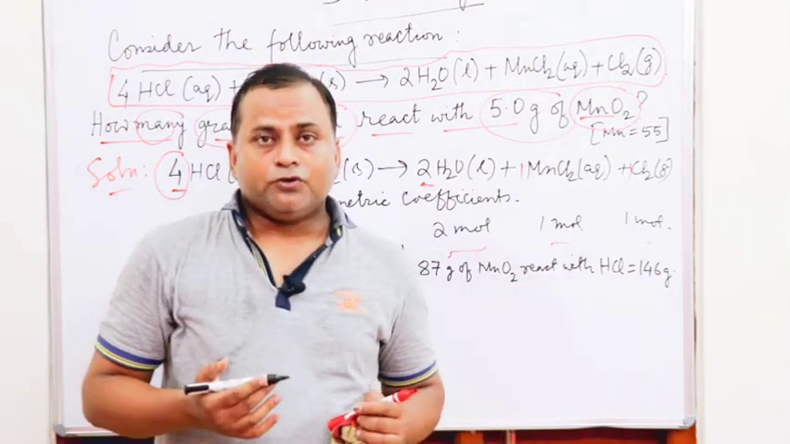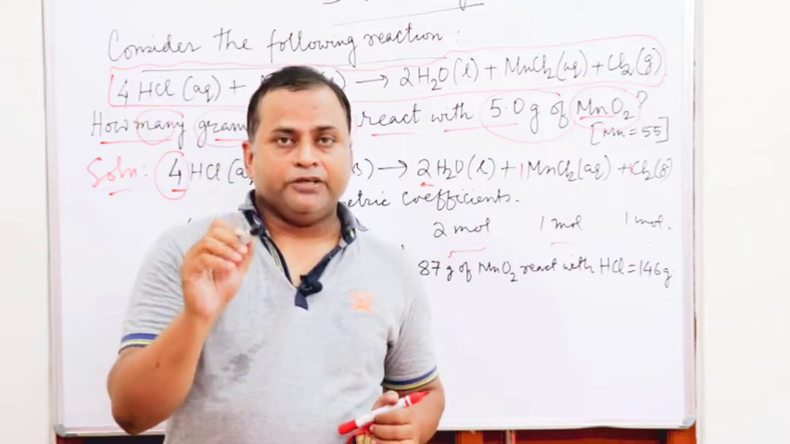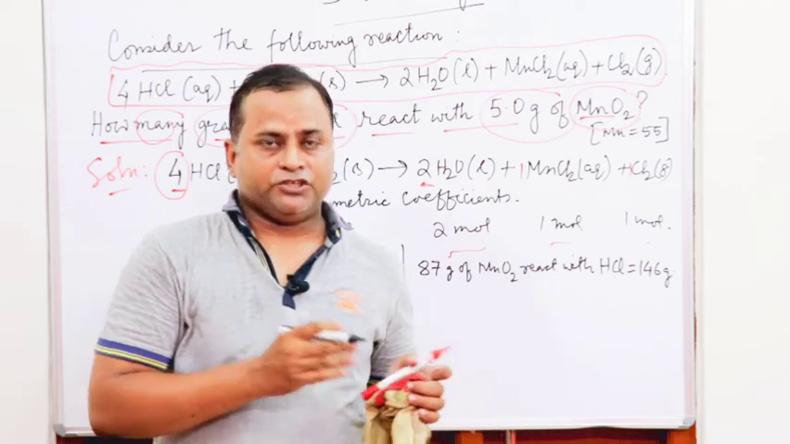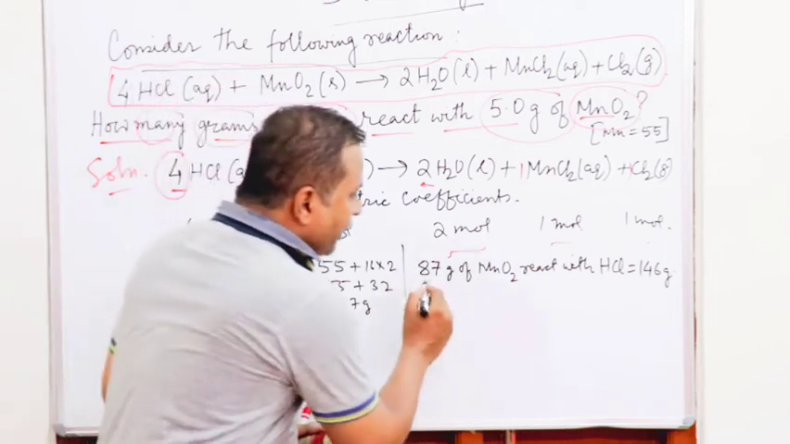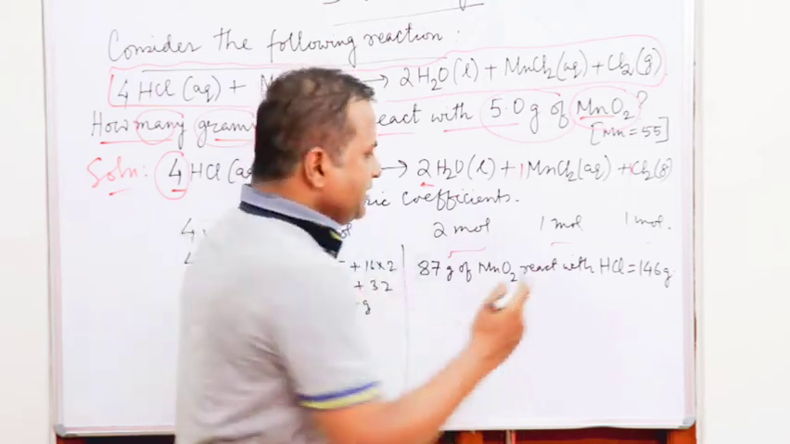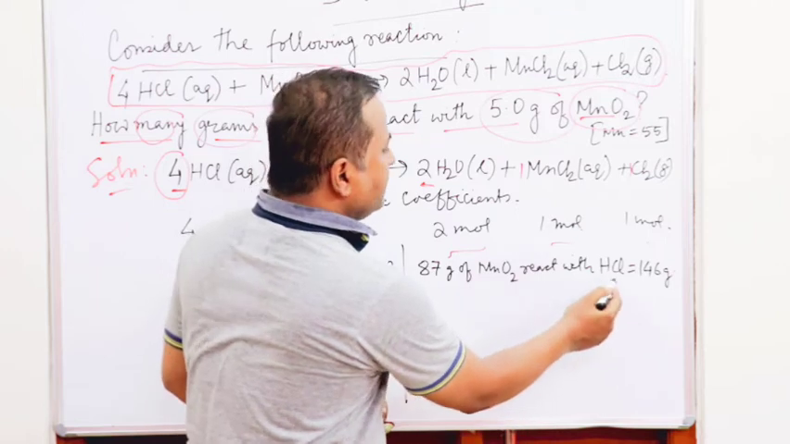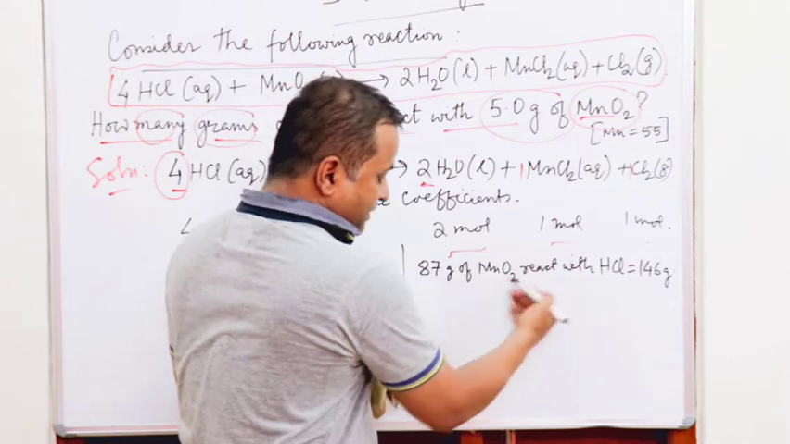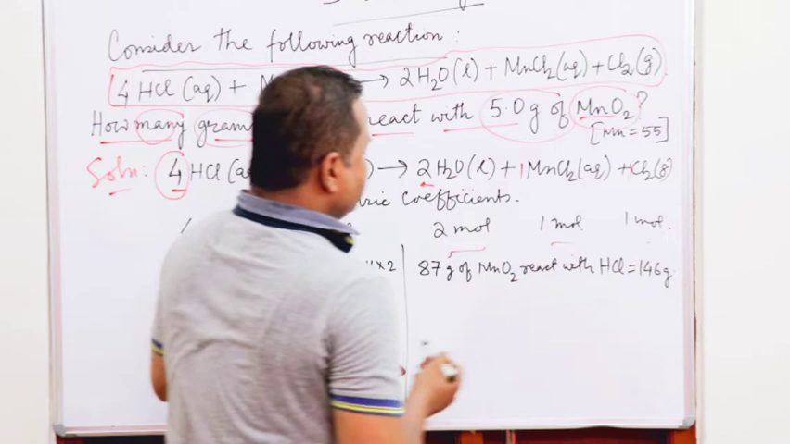So we have to follow the unitary method here. And while applying unitary method, you must keep in mind that whatever information is given in the question, you have to write on the left hand side. You have to frame the statement in such a way that what is asked appears on the right hand side. Like here you have been asked to find the amount of HCl. So I have framed this statement in such a way that HCl appears on the right side.